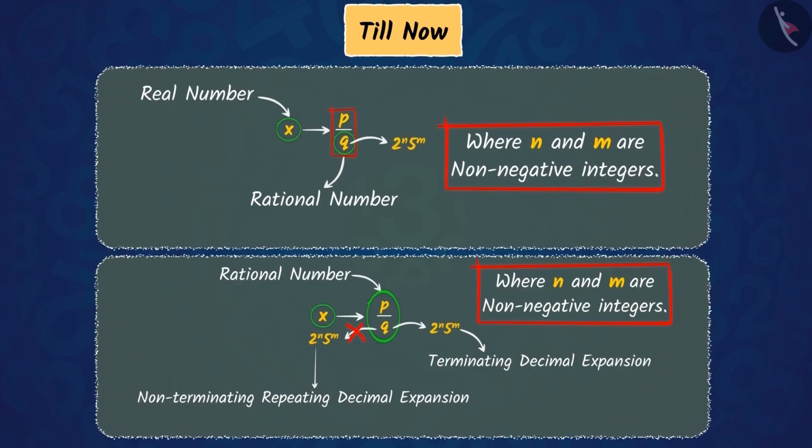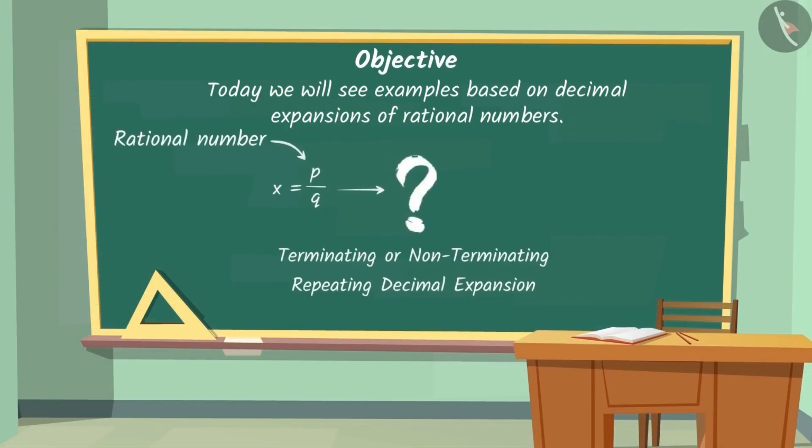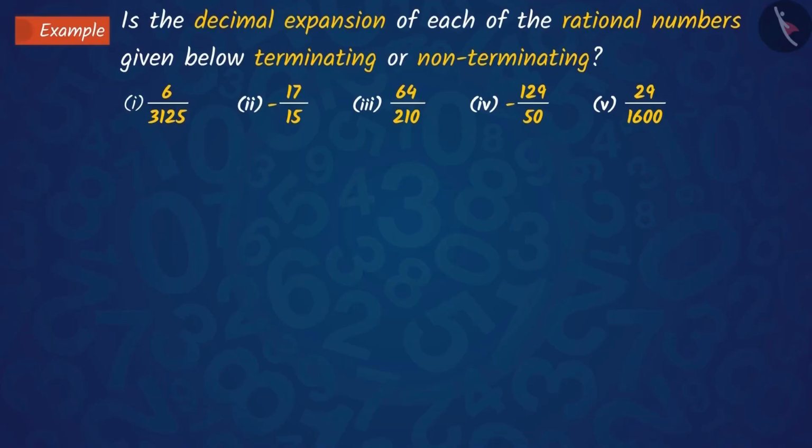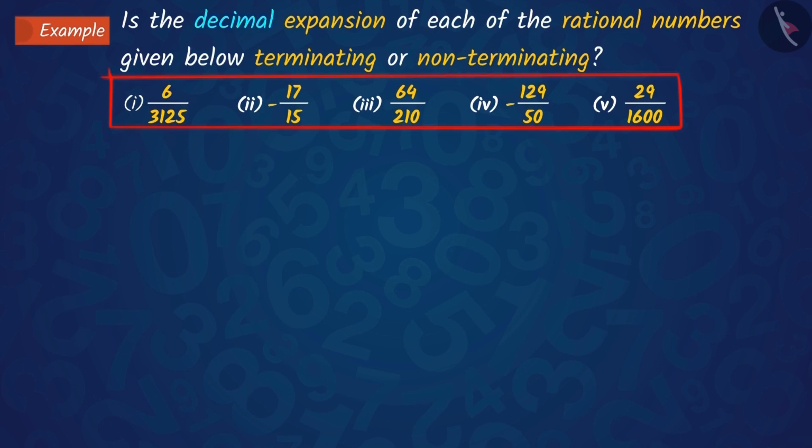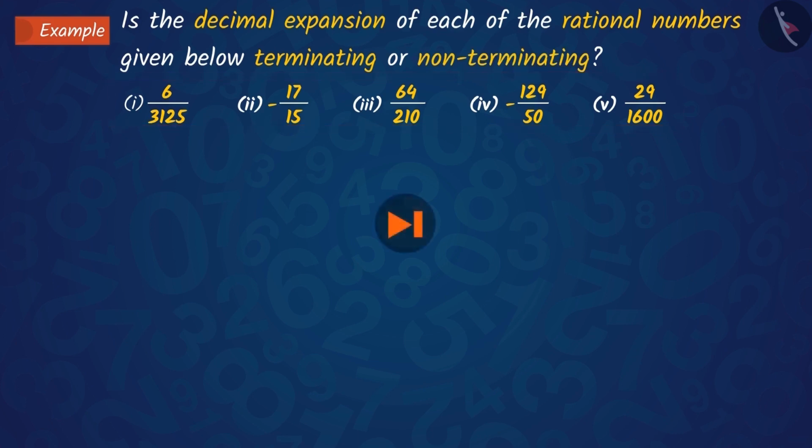In the last video, we discussed the decimal expansion of rational numbers. Now, we will see an example based on it. Here, without using division, we have to tell which rational numbers have a terminating decimal expansion and which ones have non-terminating decimal expansion. Can you guess how to find this out? Pause the video and try to solve this question.